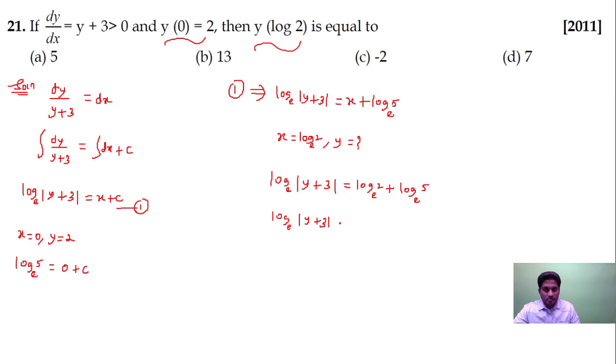So this is log of y plus 3. Log m plus log n is log m into n. So this is log of 2 into 5, which is log 10 to the base e. If I equate, you get y plus 3 is equal to 10. So y is equal to 7. That's the last option, D. Let's move to the next question, guys.